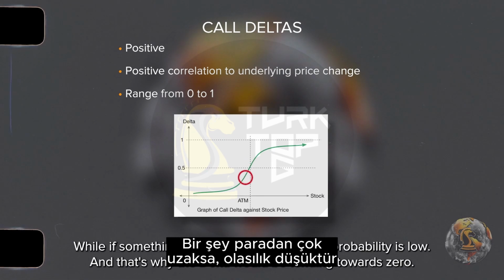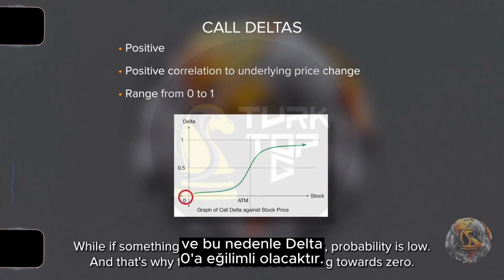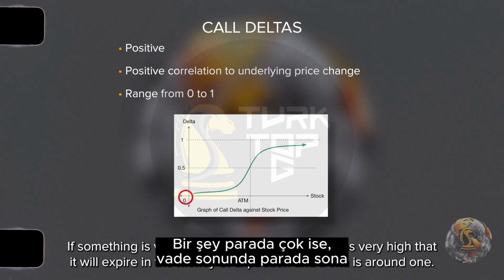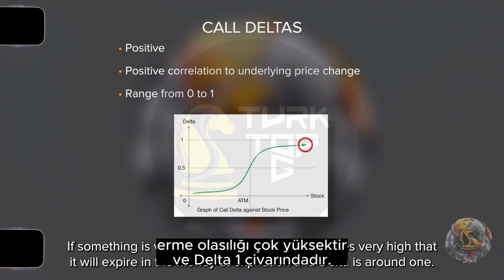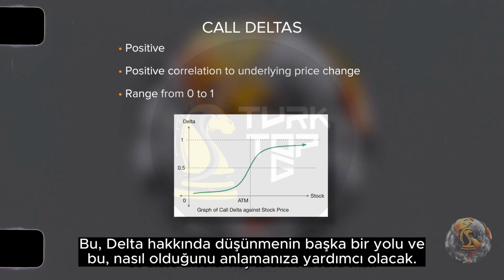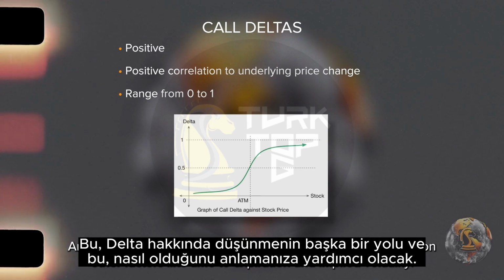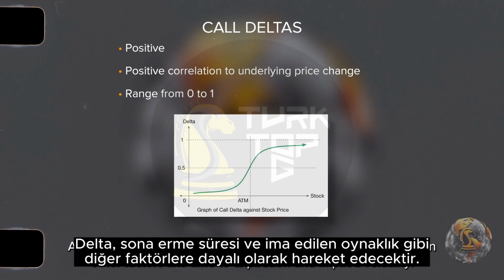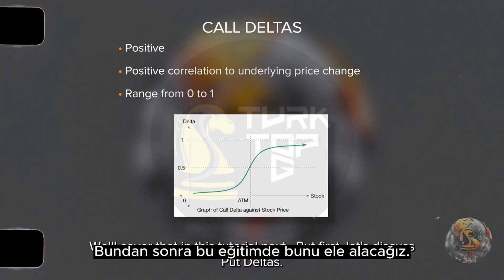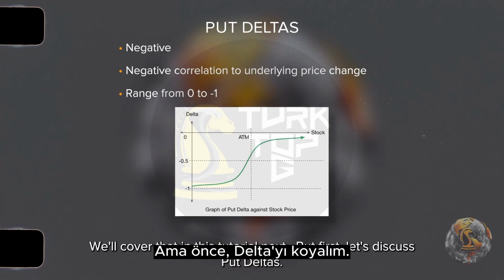While if something is very far out the money, probability is low, and that's why the delta would be tending towards 0. If something is very in the money, the probability is very high that it will expire in the money at expiration, and delta is around 1. So that's another way to think about deltas, and that will help you understand how delta will move based on other factors like time to expiration and implied volatility. We'll cover that in this tutorial next. But first, let's discuss put deltas.